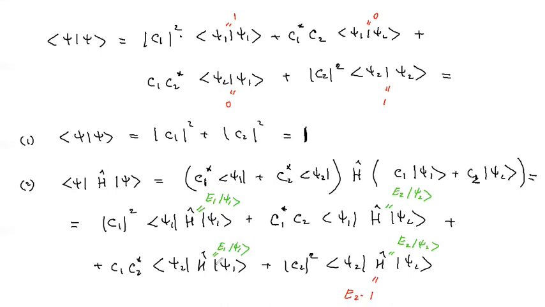What about this guy? You can move energy 1 out. You're going to have psi1 and psi2, and that's 0. What about this guy, the first one? Energy 1 is out, and then you have psi1 and psi1. Yeah, 1. The final one, energy 2 is out, and you have psi2 and psi1, 0. Again, these non-diagonal terms will go away. Diagonal terms will stay.